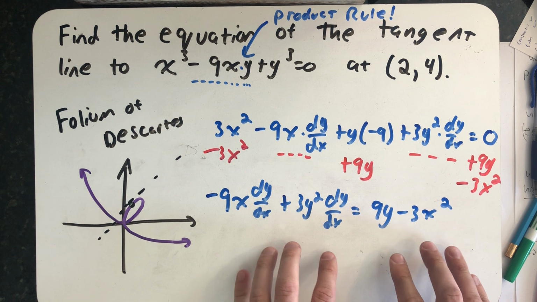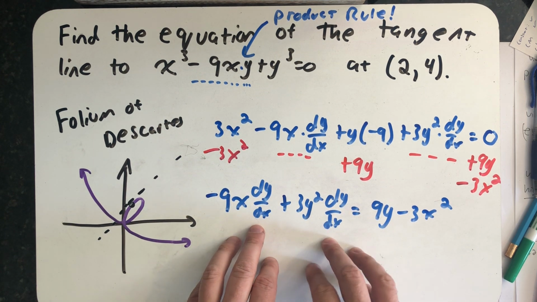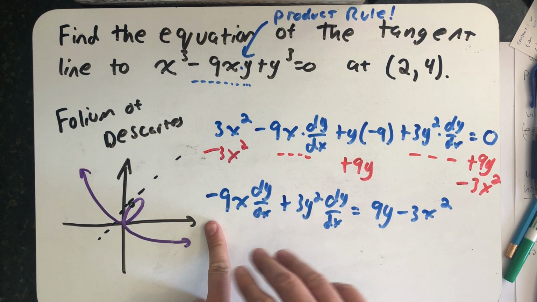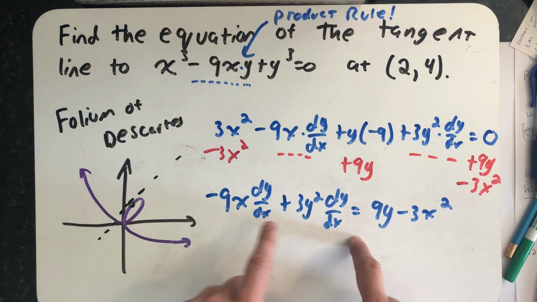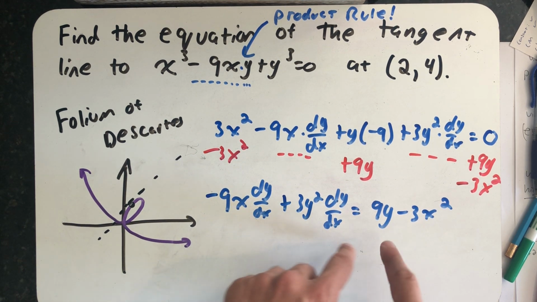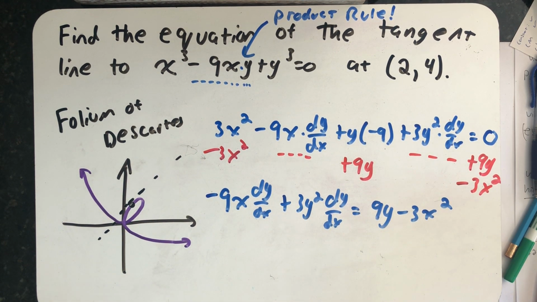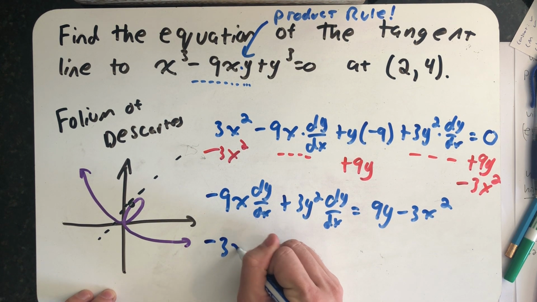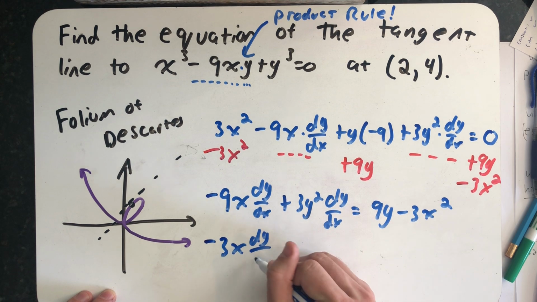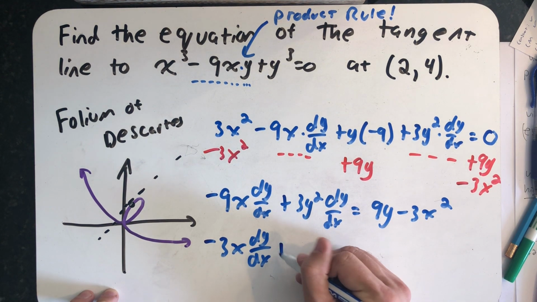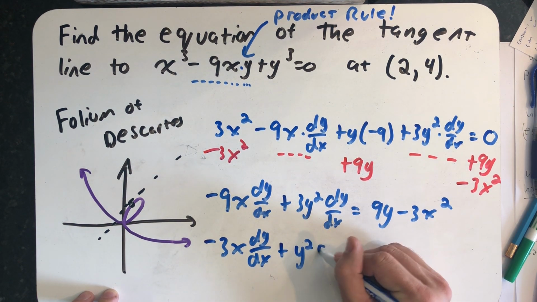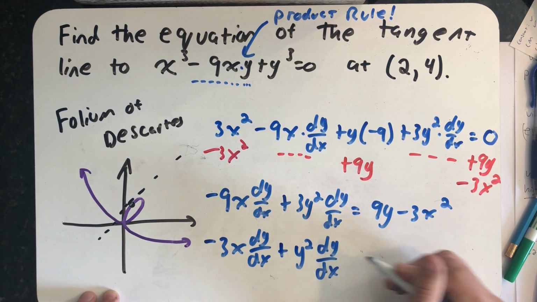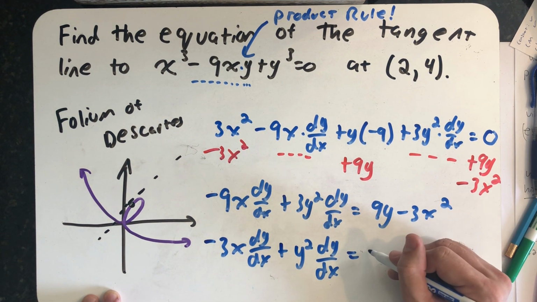Pausing just for a second here, my next goal is to get dy/dx by itself. So I'm going to factor it out and I'll end up dividing by something. But looking at this equation right now, every single term is divisible by 3. So I'm going to divide out a 3. That'll make my work just a little easier as I go through the problem.